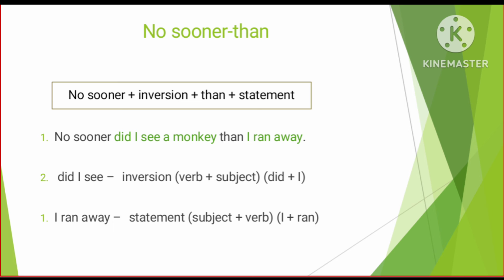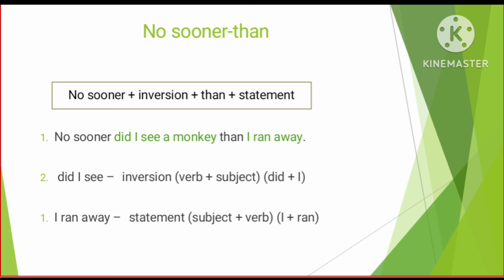The sentence structure is no sooner plus inversion plus than plus statement. No sooner did I see a monkey than I ran away. No sooner comes in the beginning. Then what is inversion? Inversion means did I see? That means it is verb plus subject combination. Verb is did, I is subject.